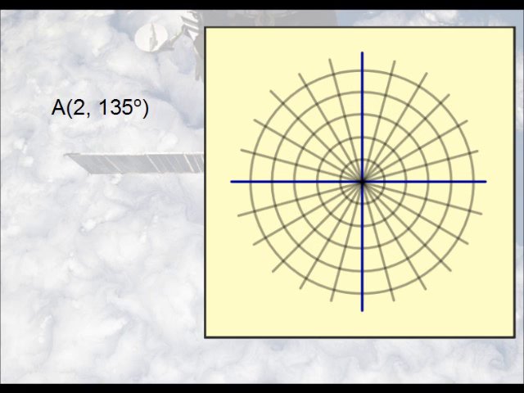Let's do an example here. Let's say you're going to graph point A being 2, 135 degrees. Well, to graph that, this is a positive radius, so starting from the pole position, you would go 2 rings across to the right because it's positive. And then you would count 135 degrees in the positive direction. And once you do that, you would place a point.